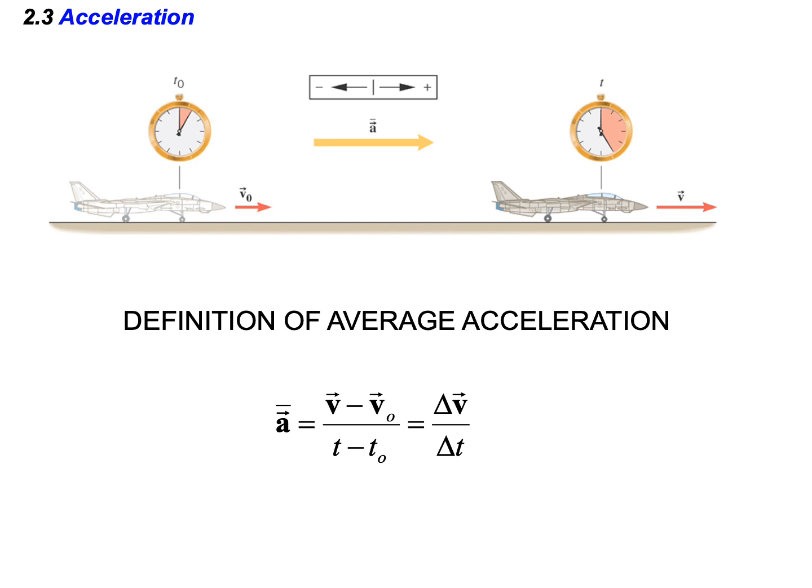So this is final. So initial. So acceleration a is equal to final velocity minus initial velocity, divided by final time minus initial time.